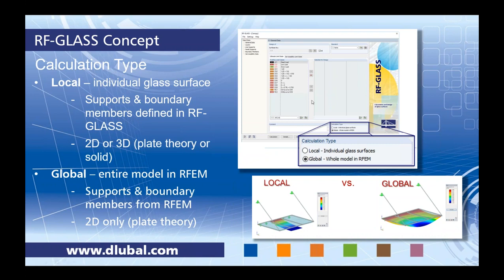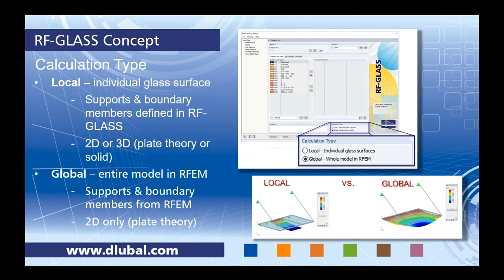So you can see here from this picture essentially what I'm talking about. A local calculation type, we're only going to be analyzing this one single pane here. And let's say we have these supports shown here in the back. Well, all of these will need to be remodeled in RF glass, as well as these boundary members. Now, if we use the global calculation, we don't have to worry about putting in these boundary supports or any of these boundary members. Everything is taken from RFEM into RF glass.